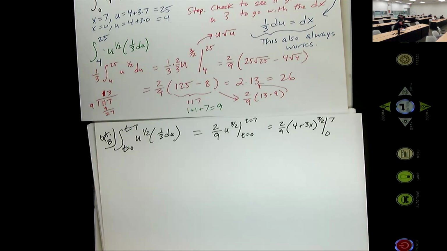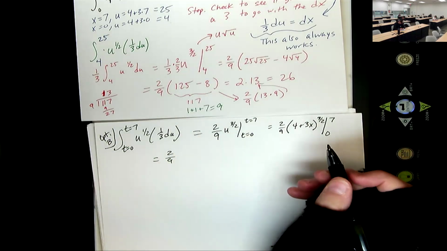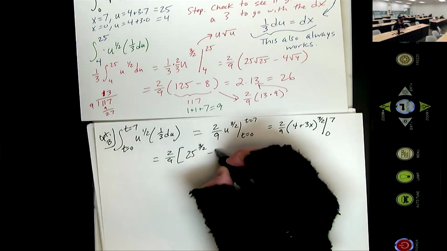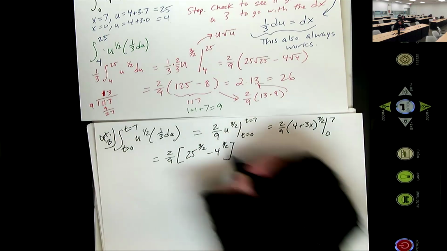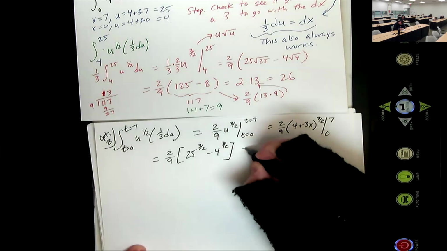And you'll see when you plug those in, you get 25 to the 3/2 minus 4 to the 3/2, which is the same thing we had up above, I just wrote it in square root notation. And you'll get 26 here also.